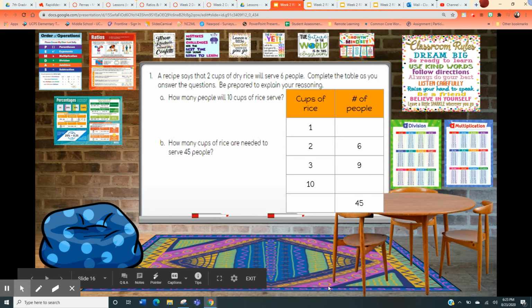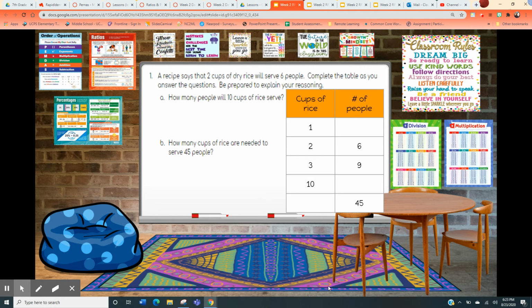Hey guys, so today we are working on how to find unit rate using a table. My favorite way to find unit rate is by using a table because I feel like it's an easier method. So let's go ahead and read this problem and work our way through it.